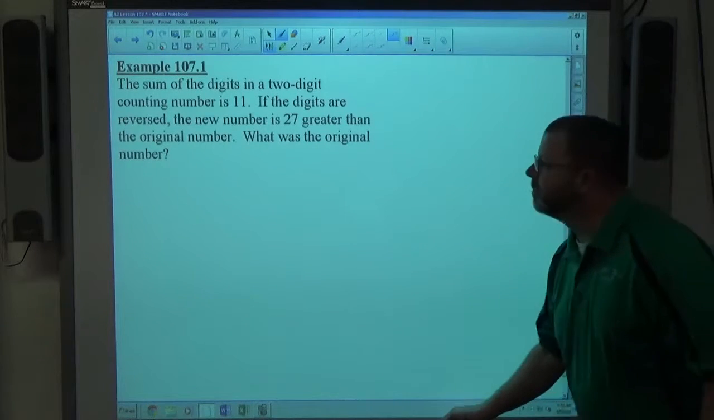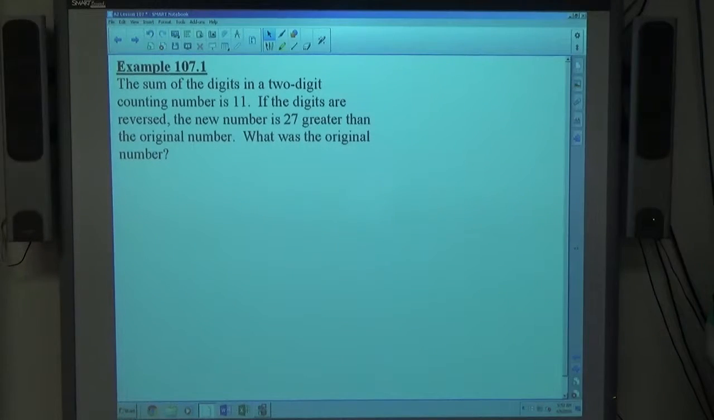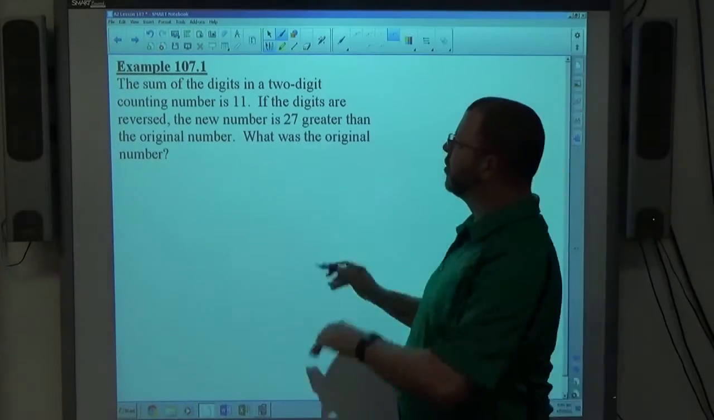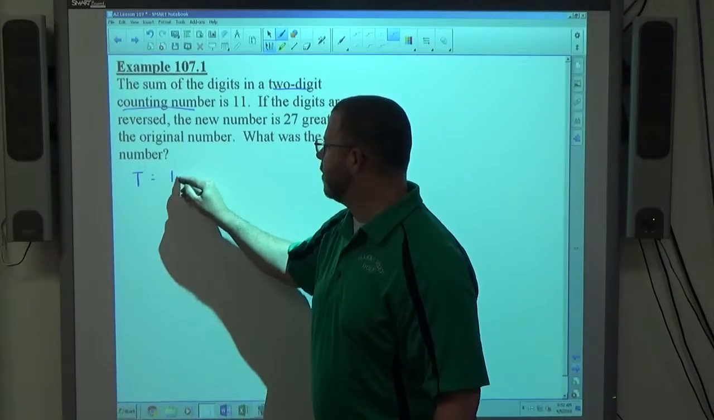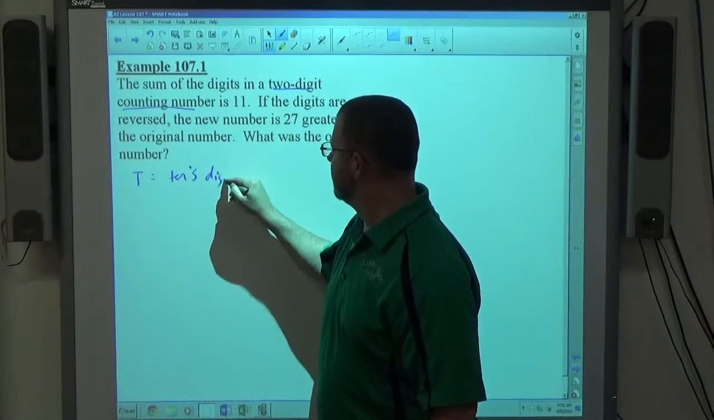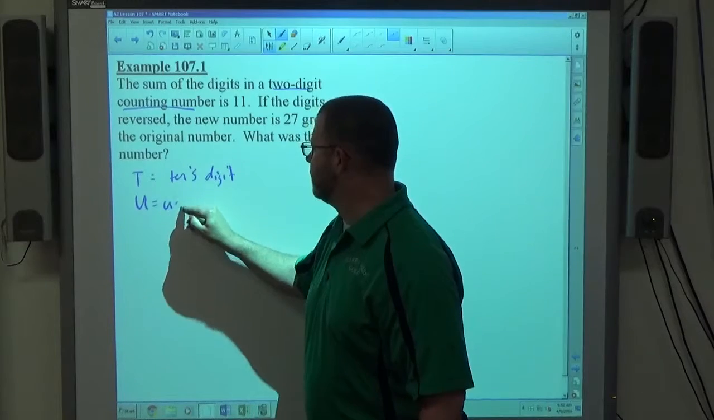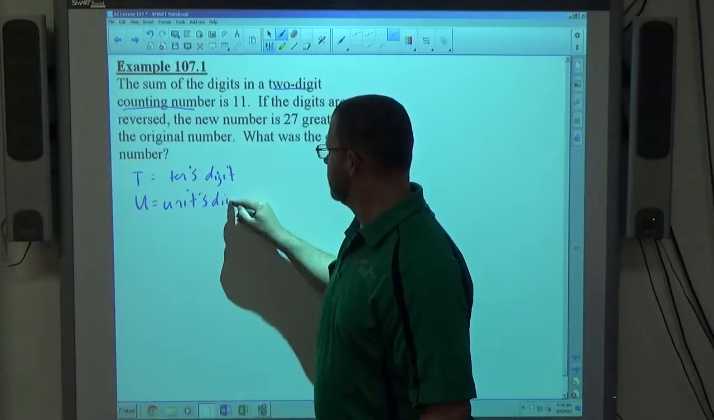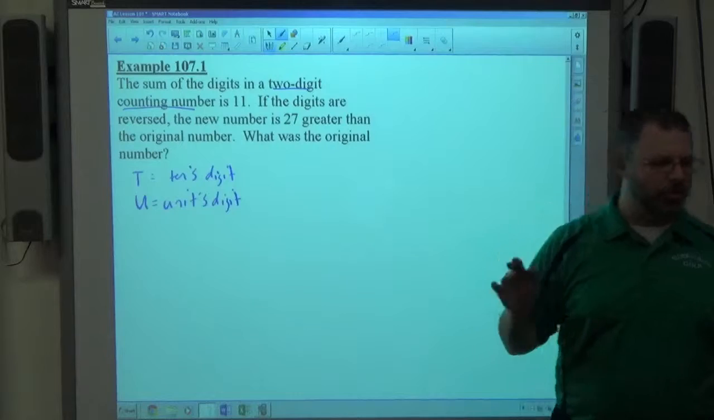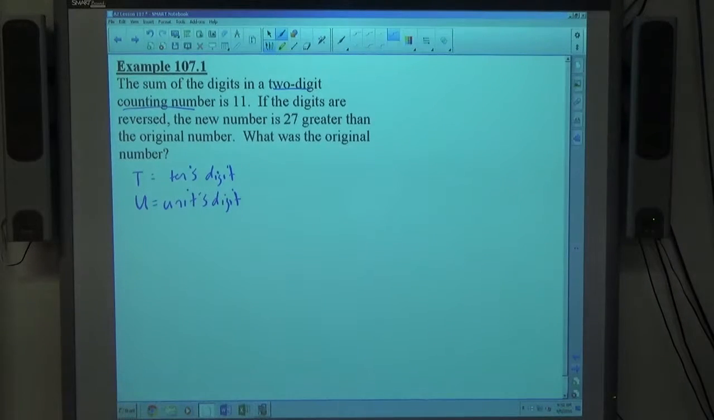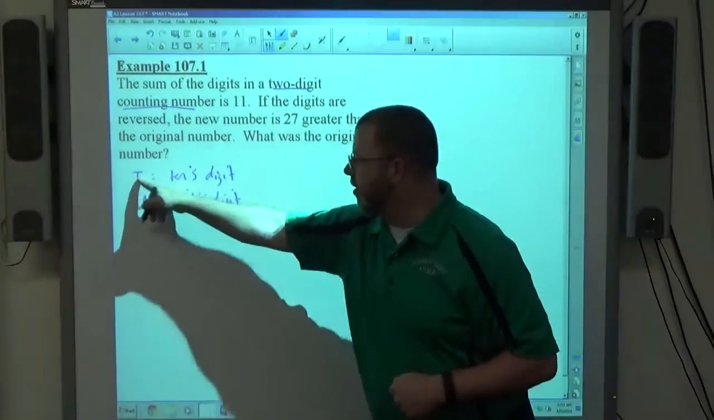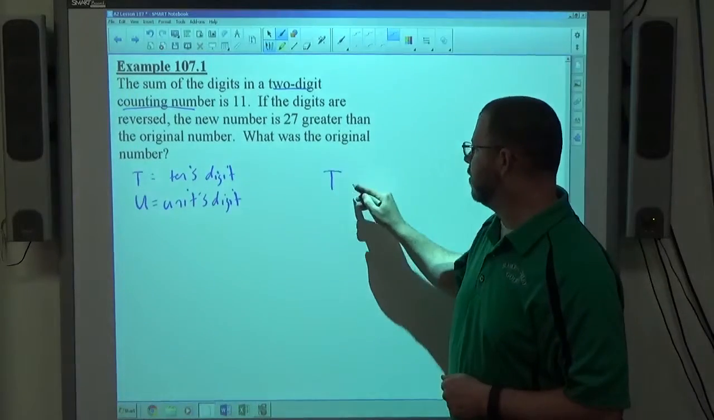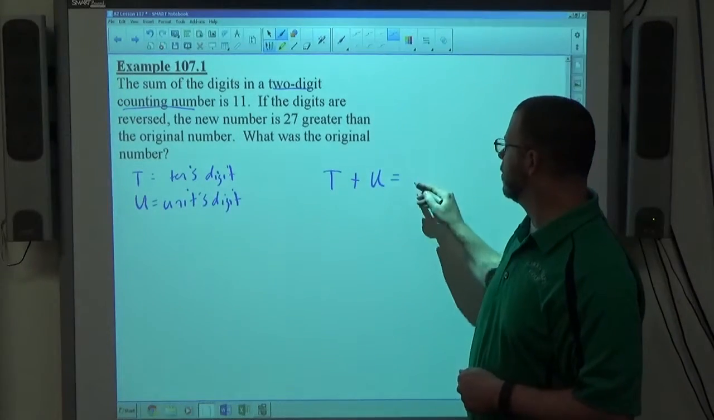let's take a look at example 1. The sum of the digits in a two-digit counting number is 11. So again, as soon as you see two-digit counting number, as soon as you see those words, t is equal to tens digit, and u is equal to units digit, just to establish variables for the problem. And again, the words, the sum of the digits is 11, just mean we add the two digits up that we know. The tens digit t plus the units digit u is equal to the sum, which is 11.